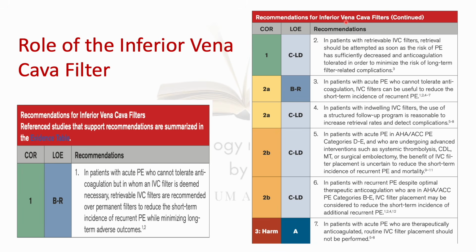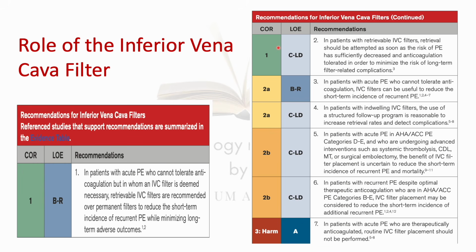So what does this table show? We start from the recommendation of harm, and it clearly shows that in patients who are therapeutically anticoagulated, routine placement will be of harm. So that's a very high level of evidence, which is A, and recommendation grade 3. Now, what is the recommendation level 1? In patients with acute PE who cannot tolerate anticoagulation but an IVC filter is deemed necessary, you will put retrievable filters over permanent to reduce short-term incidence of recurrent PE.